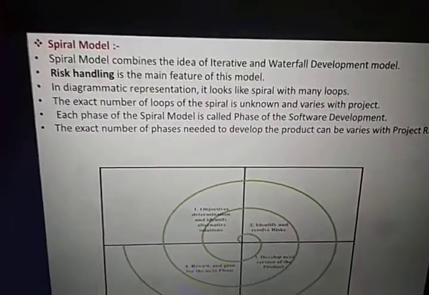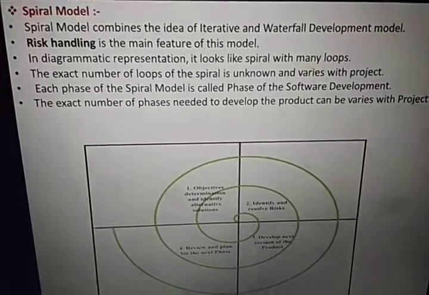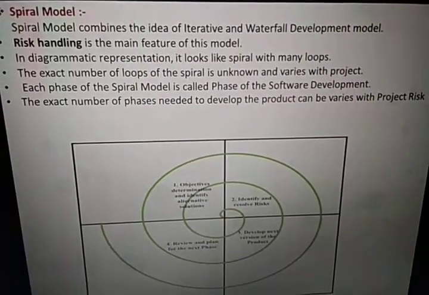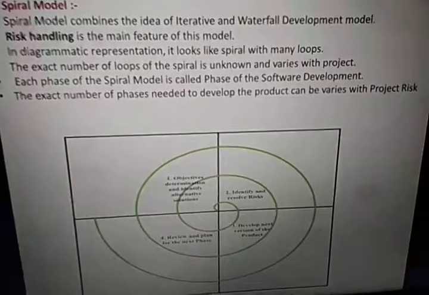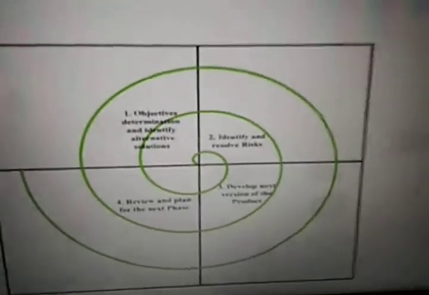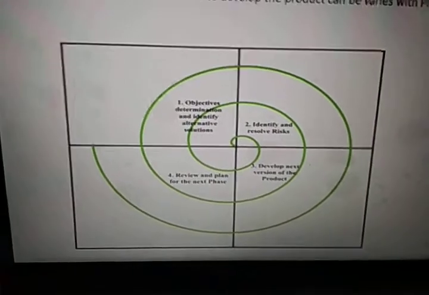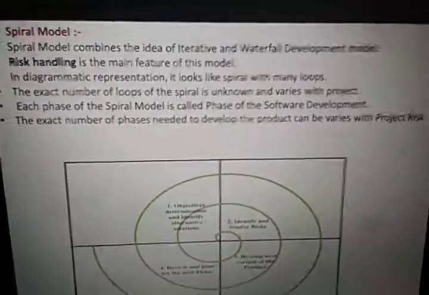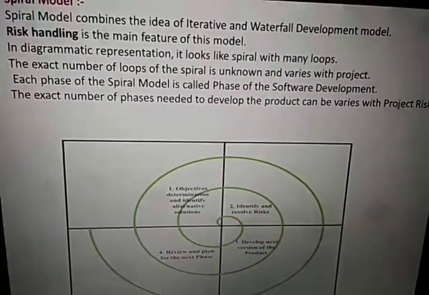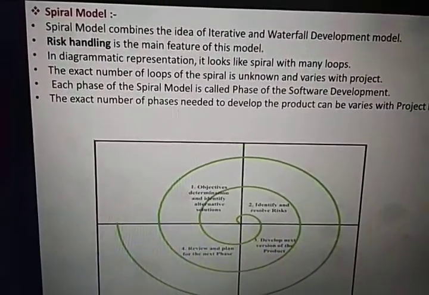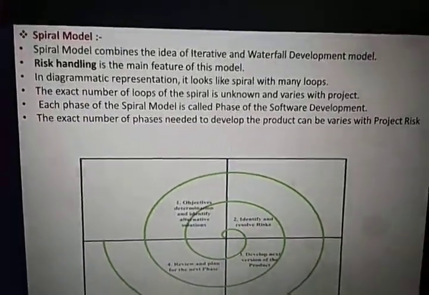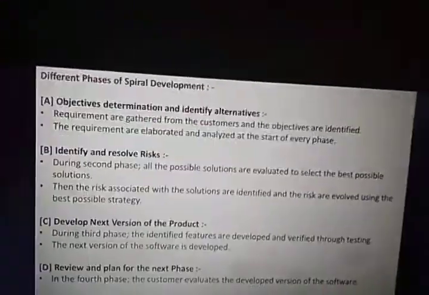Again, the exact number of loops of the spiral is unknown and varies with the project. Each phase of the spiral model is called a phase of the software development. In this spiral model we are only developing the software, so this is called the phase of the software development. Every time first phase, second phase, third phase, fourth phase, again first phase, second phase, third phase. Again, the exact number of phases needed to develop the product can vary with the project risk. This risk will come many times in this.